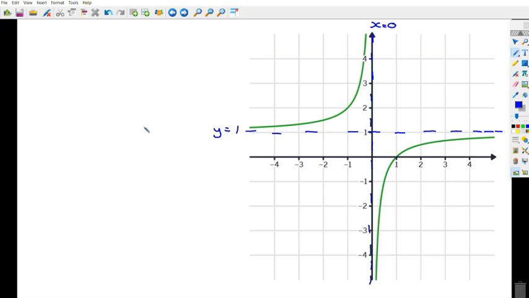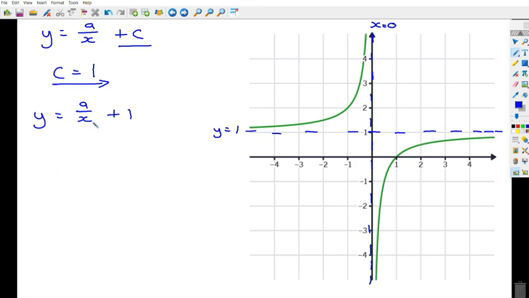So I start with my general equation: y is equal to a over x plus c. My c value is always my horizontal asymptote. So my horizontal asymptote is y equals 1, so c is equal to 1. Very easy. Then I substitute back in: y is equal to a over x plus 1. To find a, I need to substitute in a point on my graph. But I don't see any dots here. They didn't give me anything. So now what?